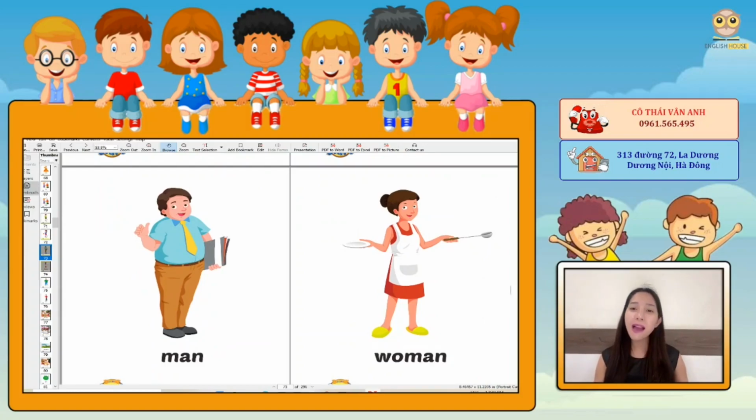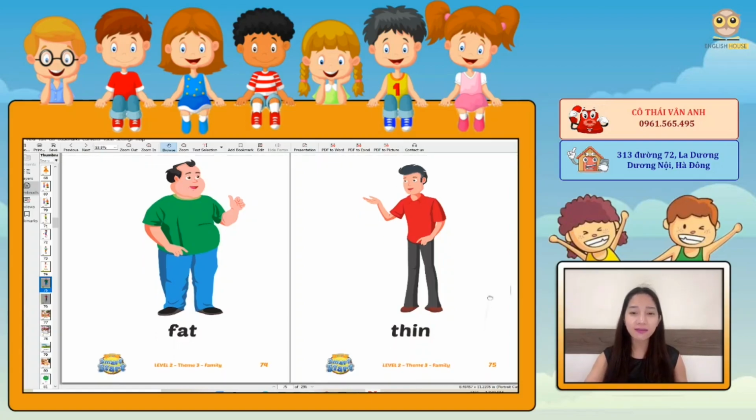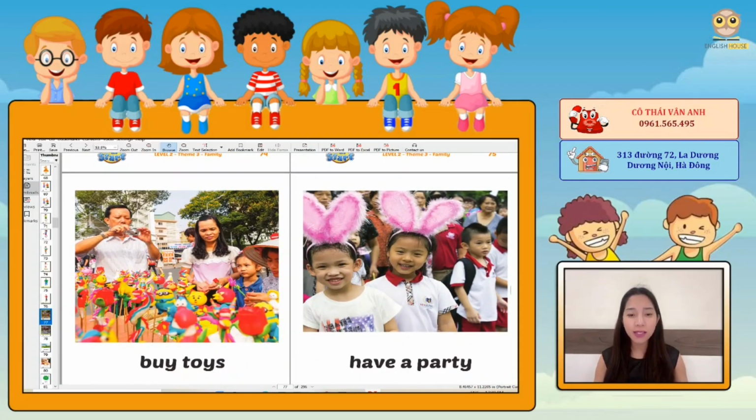Man, man. Woman, woman. Good job. Fat. Remember, sound fat. Fat, fat. Thin, thin. Very good. Buy toys, buy toys. Good job. Have a party. Have a party. Good.